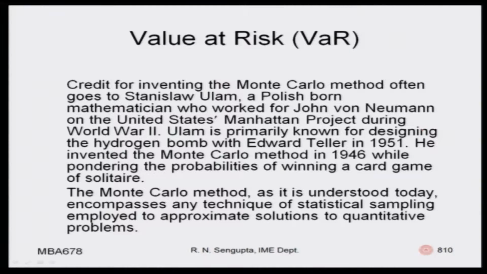Ulam is primarily known for designing the hydrogen bomb with Edward Teller in 1951. He invented the Monte Carlo method in 1946 while pondering the probabilities of winning a card game for a gamble. The Monte Carlo method, as understood today, encompasses any technique or huge set of statistical sampling which is employed to approximate the solutions to a quantitative problem, when the actual distributions may not be known.